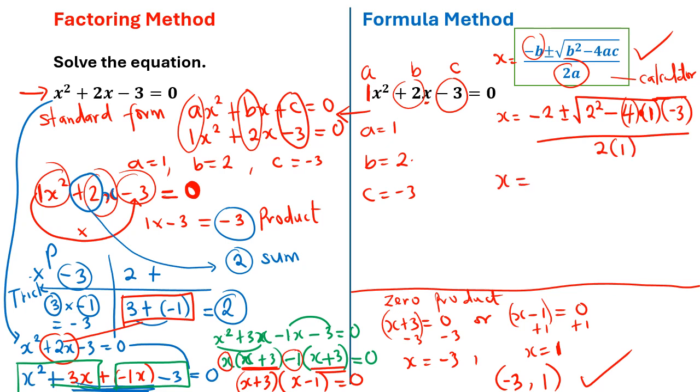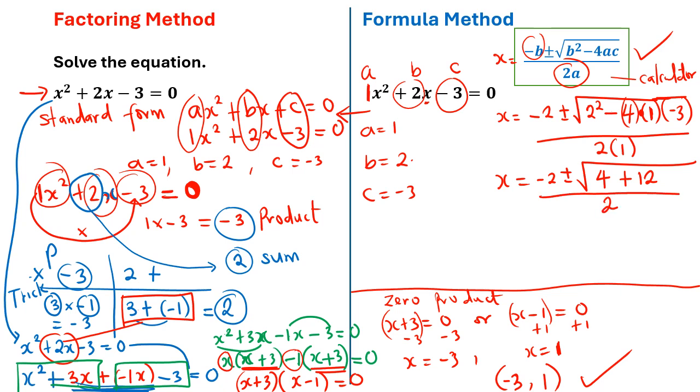So x equals negative 2 plus or minus. I'm going to need to simplify everything in the square root symbol. So here I have 2 squared, which is 2 times 2, and that's 4. Then I have minus 4 times 1 times negative 3. So we have a minus and a negative sign. When we multiply everything together, it becomes positive. Okay, so 4 times 1 times 3, that's going to be 12. And we're going to divide it by 2 times 1, which is 2.